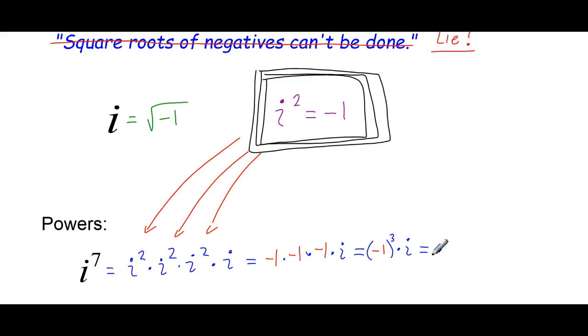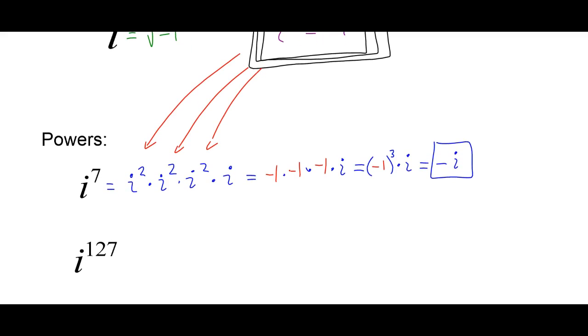Negative times negative times negative. You've got 3 negatives. It's going to be negative times i, which, just like negative times x, you wouldn't say negative times x, you'd say negative x. Negative times i, you say negative i. So you might want to pause the video for a second, see if you can already do this one. I bet you can. And then press play again, and I'll work it out.